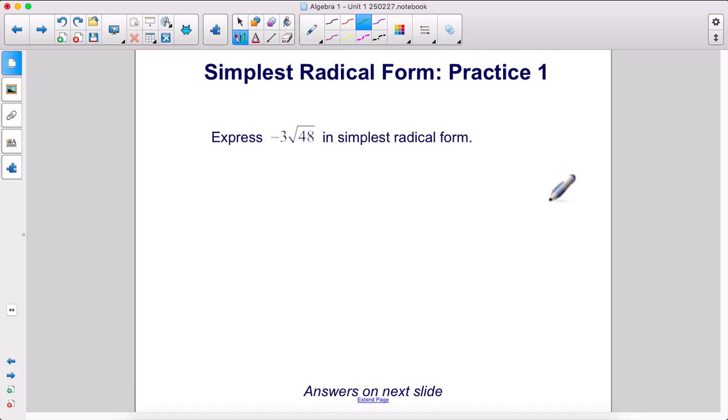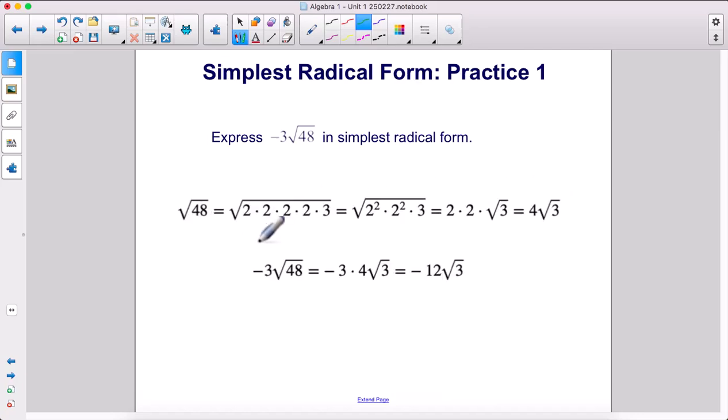Express -3 times the square root of 48 in simplest radical form. We previously simplified the square root of 48. It's 4 times the square root of 3. We did this on a previous slide. So therefore, -3 times the square root of 48 would be -3 times 4 times the square root of 3. So therefore, we multiply -3 by 4, and we get -12 as our coefficient times the square root of 3.